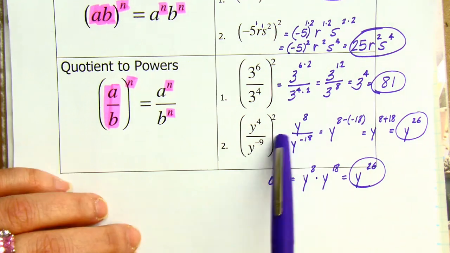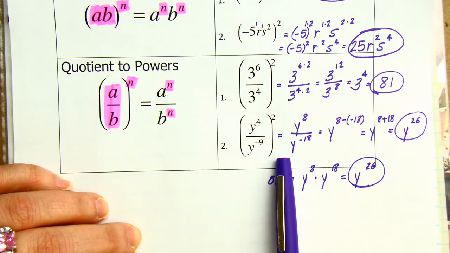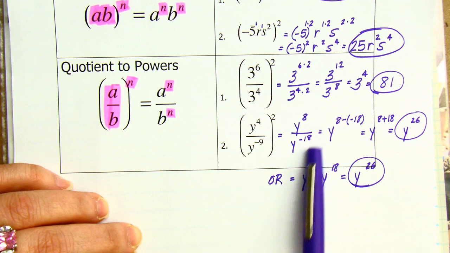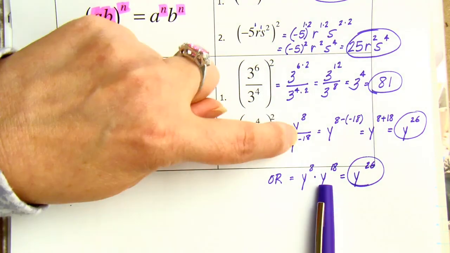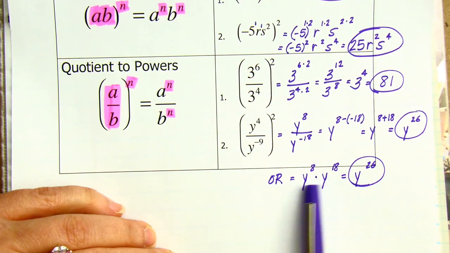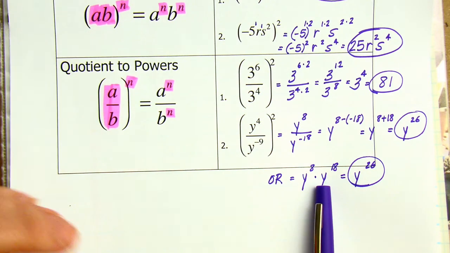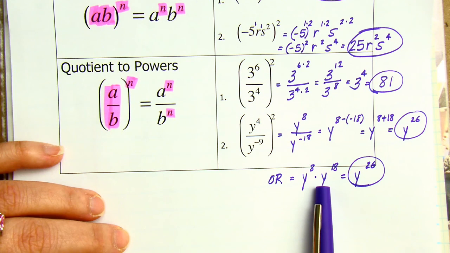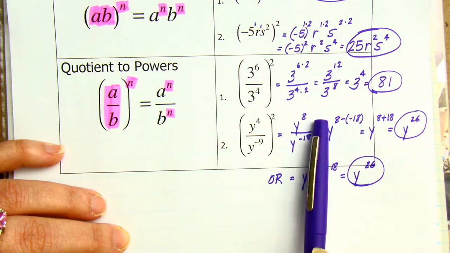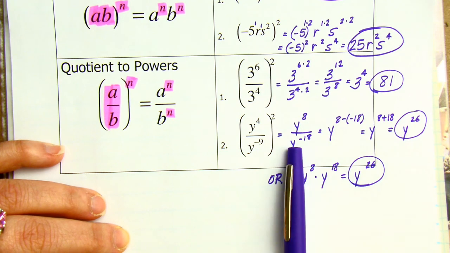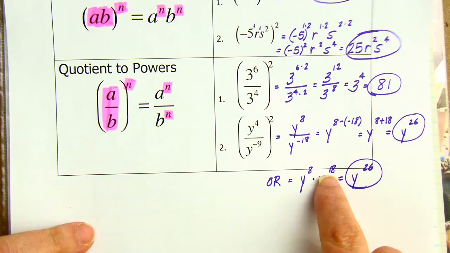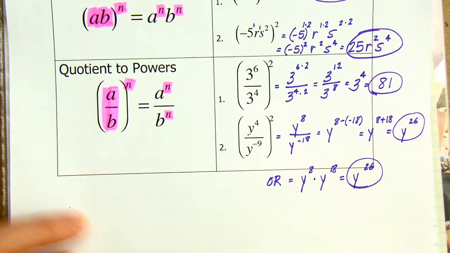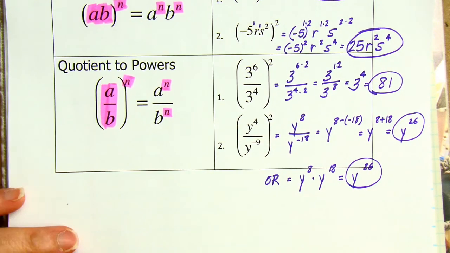Once I get it to this step here, I could, if I wanted to, just move this bottom to the top. And that changes the sign of the exponent. Then this becomes multiplication. So I don't have to subtract exponents here. I'm still using the properties. Okay, so when I move it from the bottom to the top, that's the property of negative exponents. If it's in the bottom, negative, it becomes positive. Same base, add the exponents. You get the same answer of y to the power of 26.